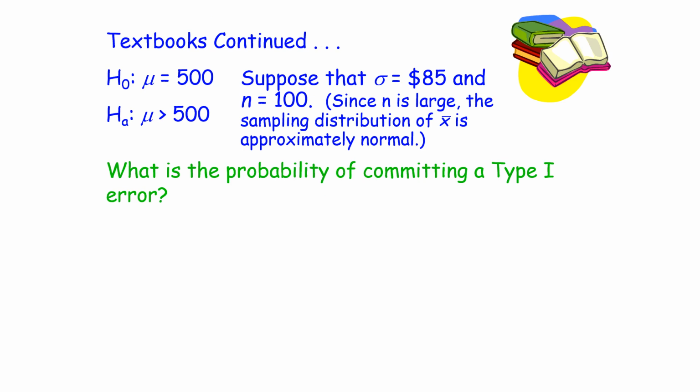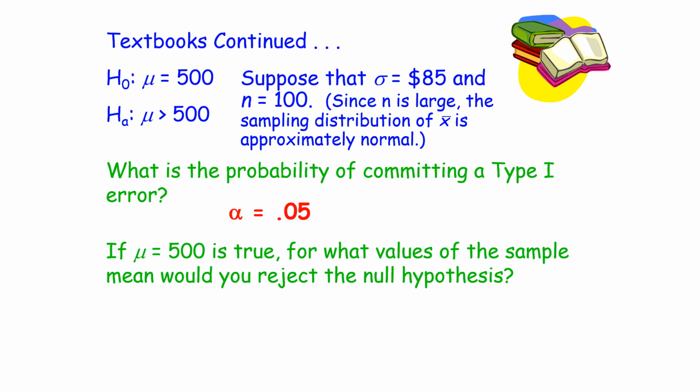Let's look at an example. So back to our textbooks. Suppose that our standard deviation is $85 and the sample size is 100. Since n is large, the sampling distribution of x bar is going to be approximately normal. So what is the probability of committing a type 1 error? With an alpha of 0.05, if mu equals 500 is true, for what values of the sample mean would you reject the null hypothesis?